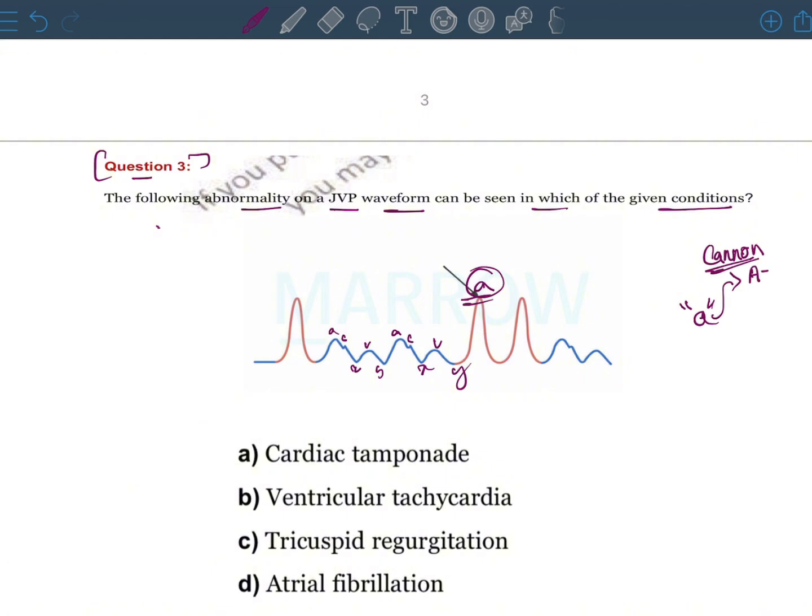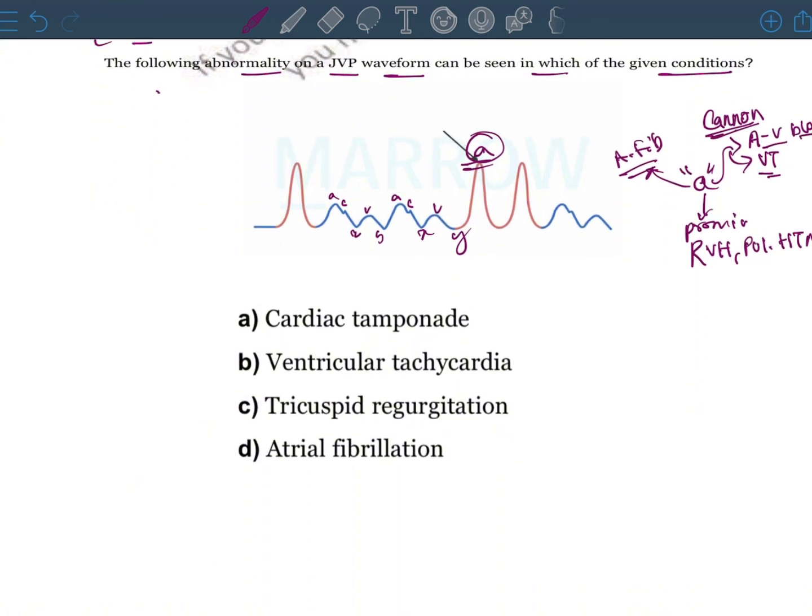In which conditions do we get a cannon A wave? When there is a complete AV block, or VT, meaning ventricular tachycardia. These are cannon. In which cases is the A wave prominent? RVH or pulmonary hypertension. And in which case is the A wave absent? AFib. So in this condition you can see the A wave is raised up much, a giant wave, with either complete AV block or VT.